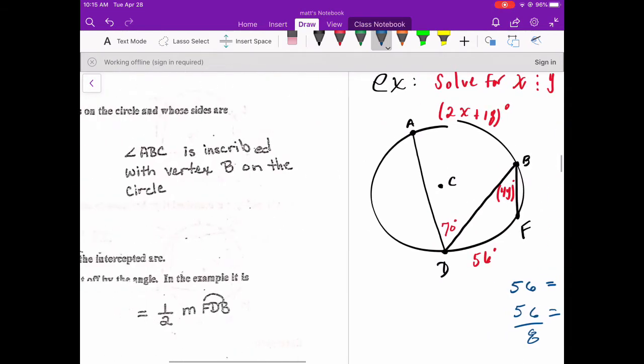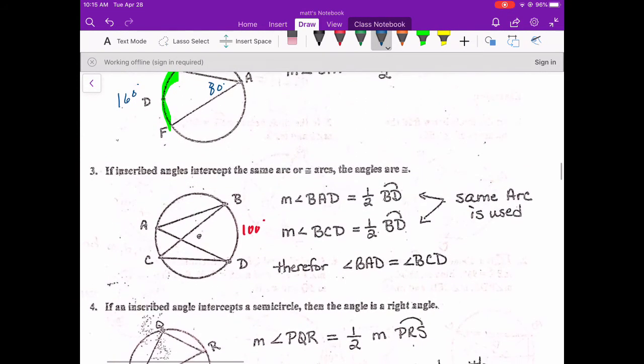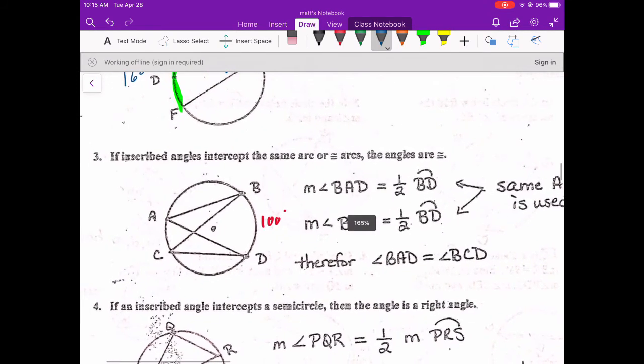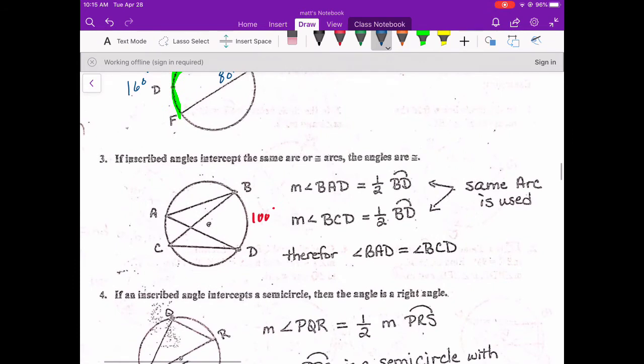All right, here's a couple other details with an inscribed angle. Right here talks about if you have two inscribed angles that intercept the same arc, they are going to be congruent. Now, I think that might make sense.